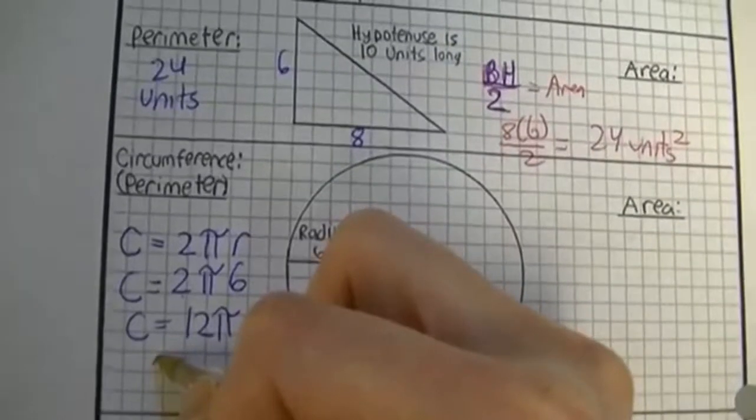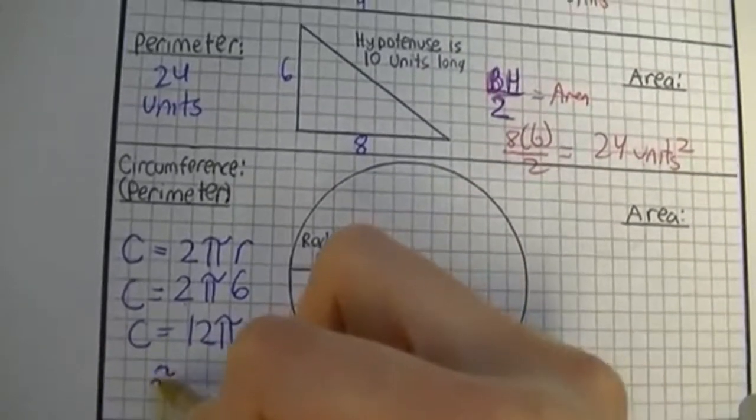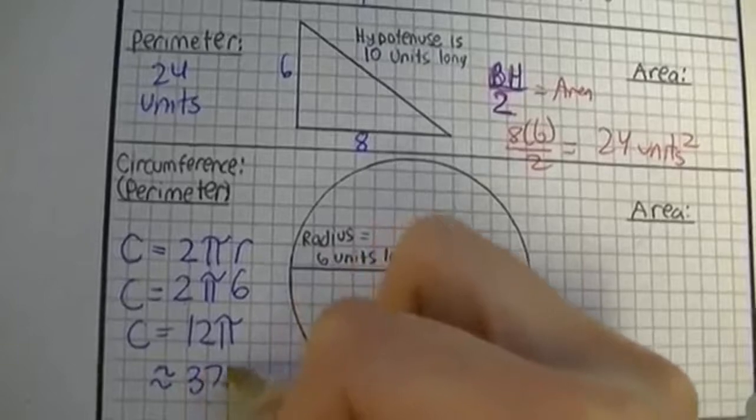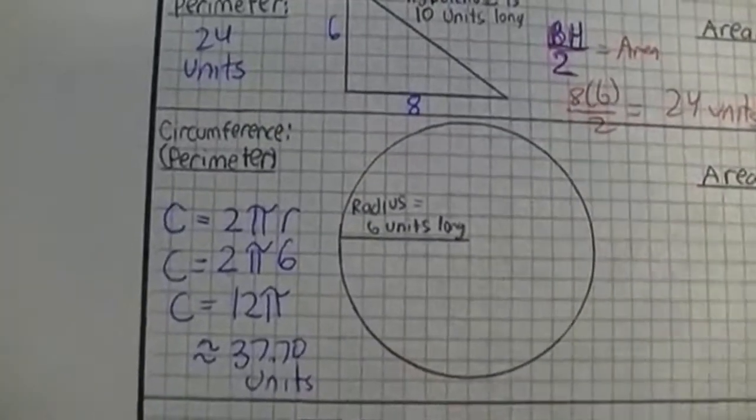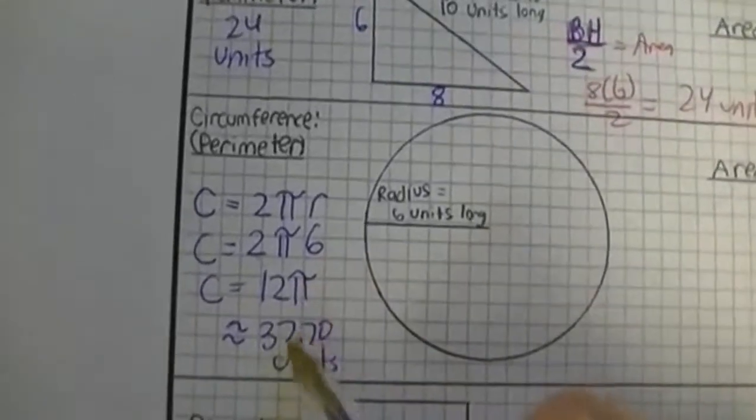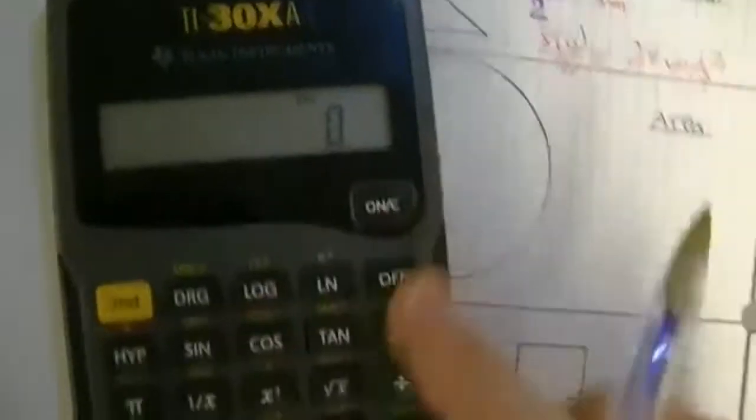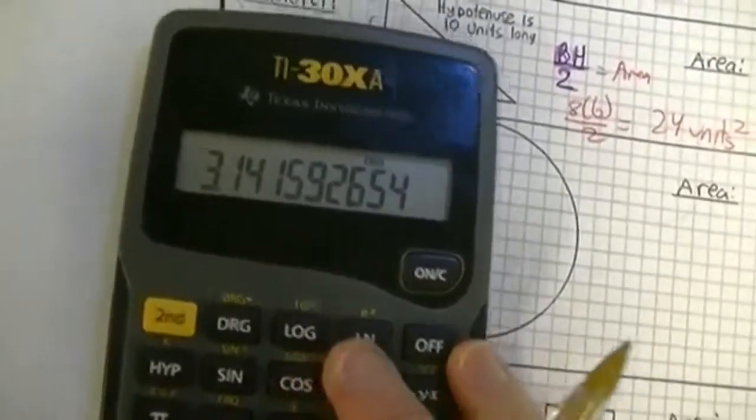That's the exact answer. Or if you went 12 times pi in your calculator, you'd get approximately 37.70 units, depending on how you rounded. Some people, if you go 3.14 times 12, you'd have a slightly different answer. I just used the pi button on my calculator, but if you don't have that, you can definitely use 3.14.